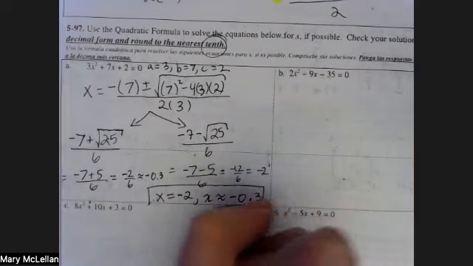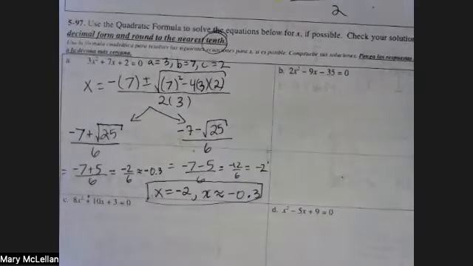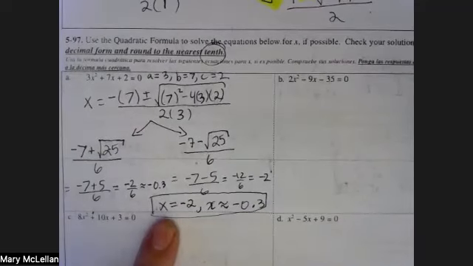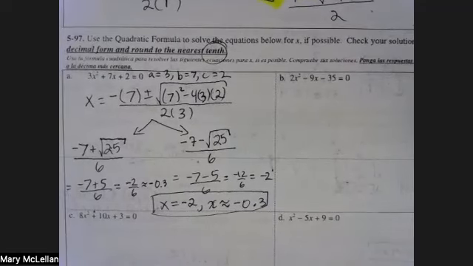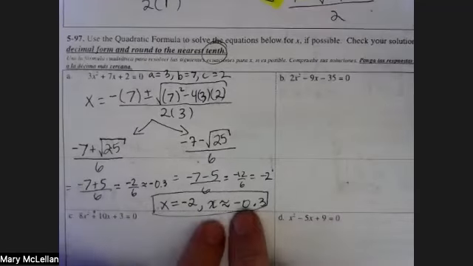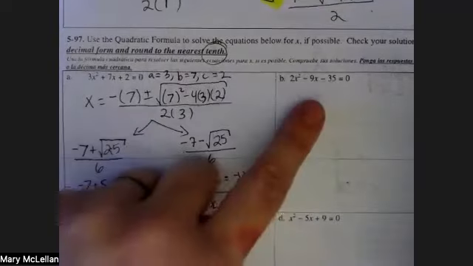If you use equality for both of these at our level, it would be fine. You could just say x is equal to negative 2 comma negative 0.3. That's acceptable. There are situations where the approximation would be essential. Okay, next problem.